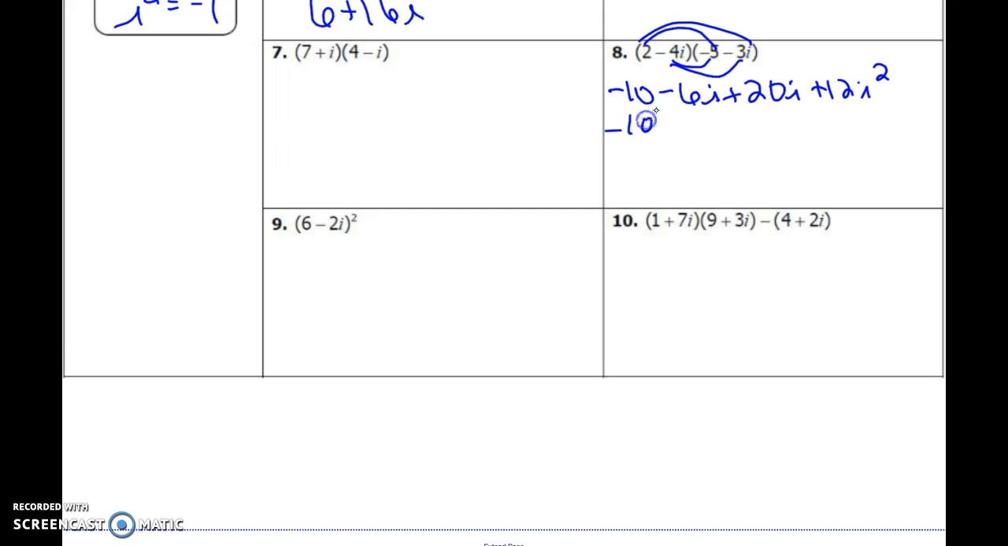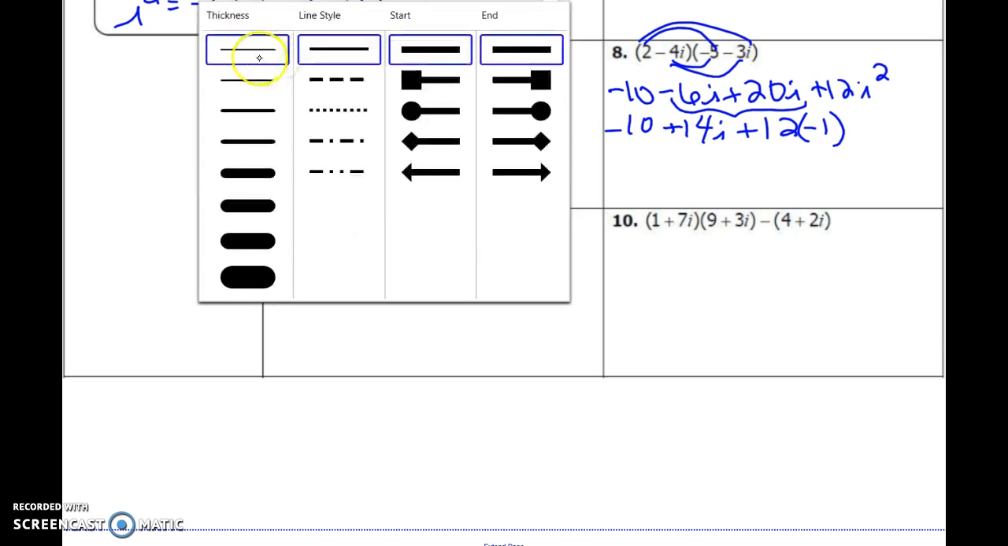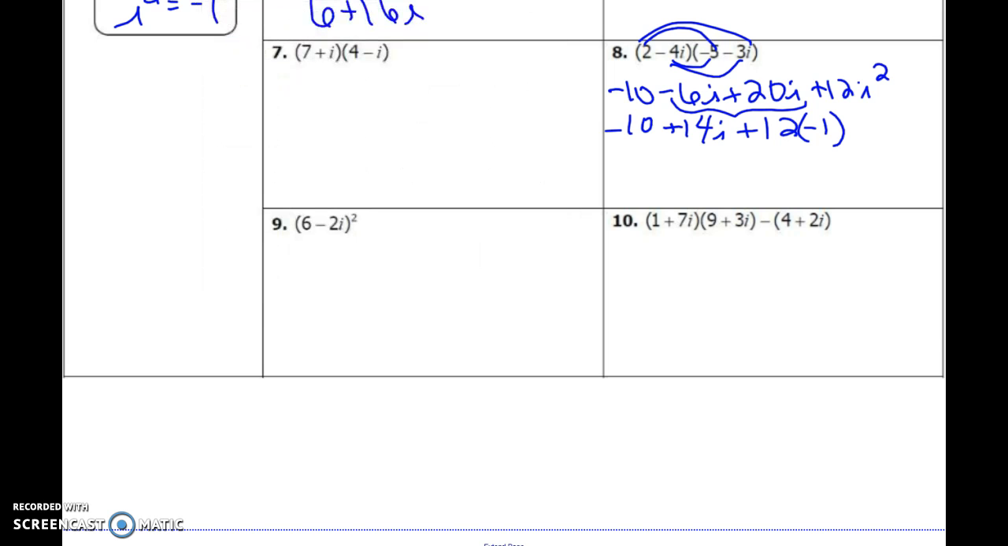All right, so we have negative 10. So we can go negative 6i plus 20i would be positive 14i. And then at the end we had plus 12 times, remember i squared is just negative 1. All right, so now we can make negative 10 minus 12 would be negative 22 plus 14i.